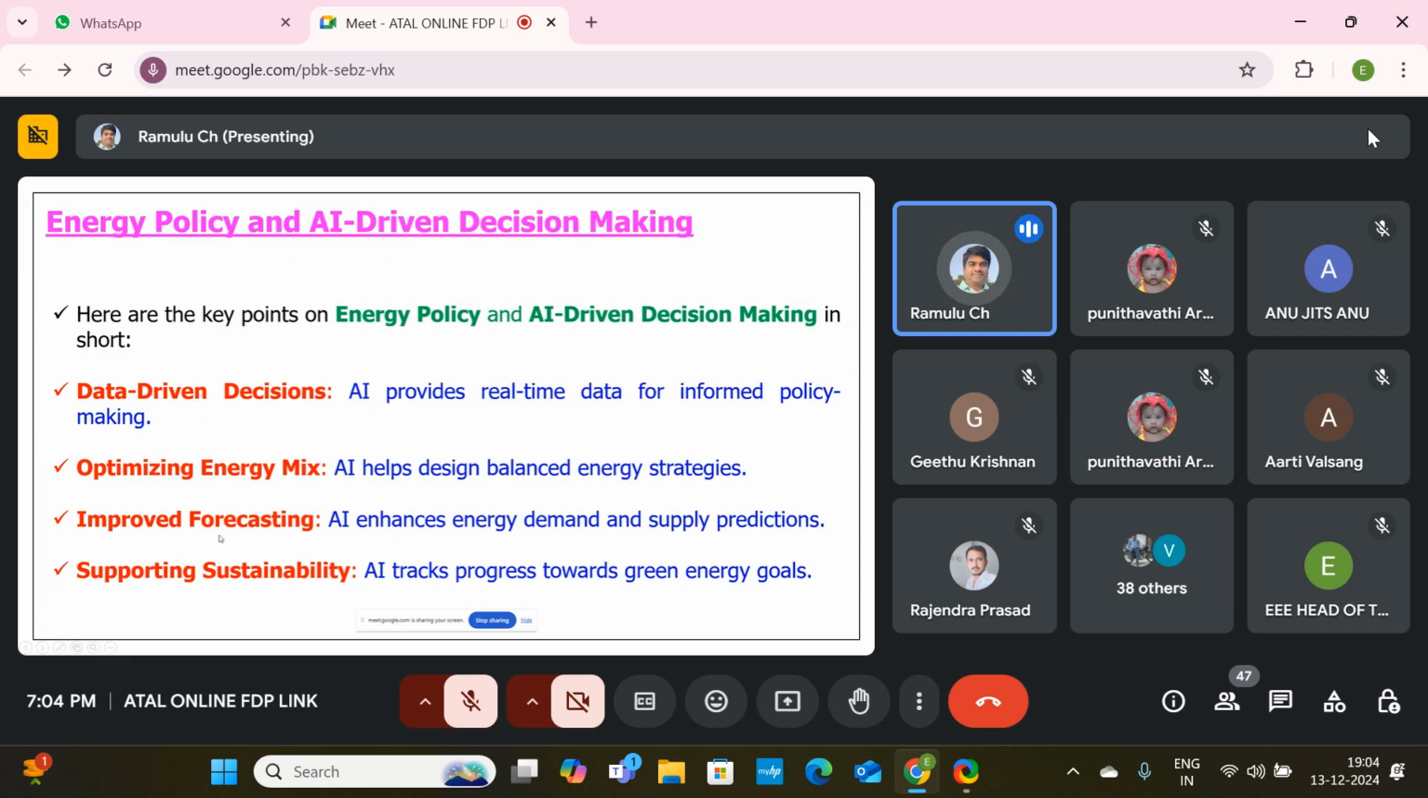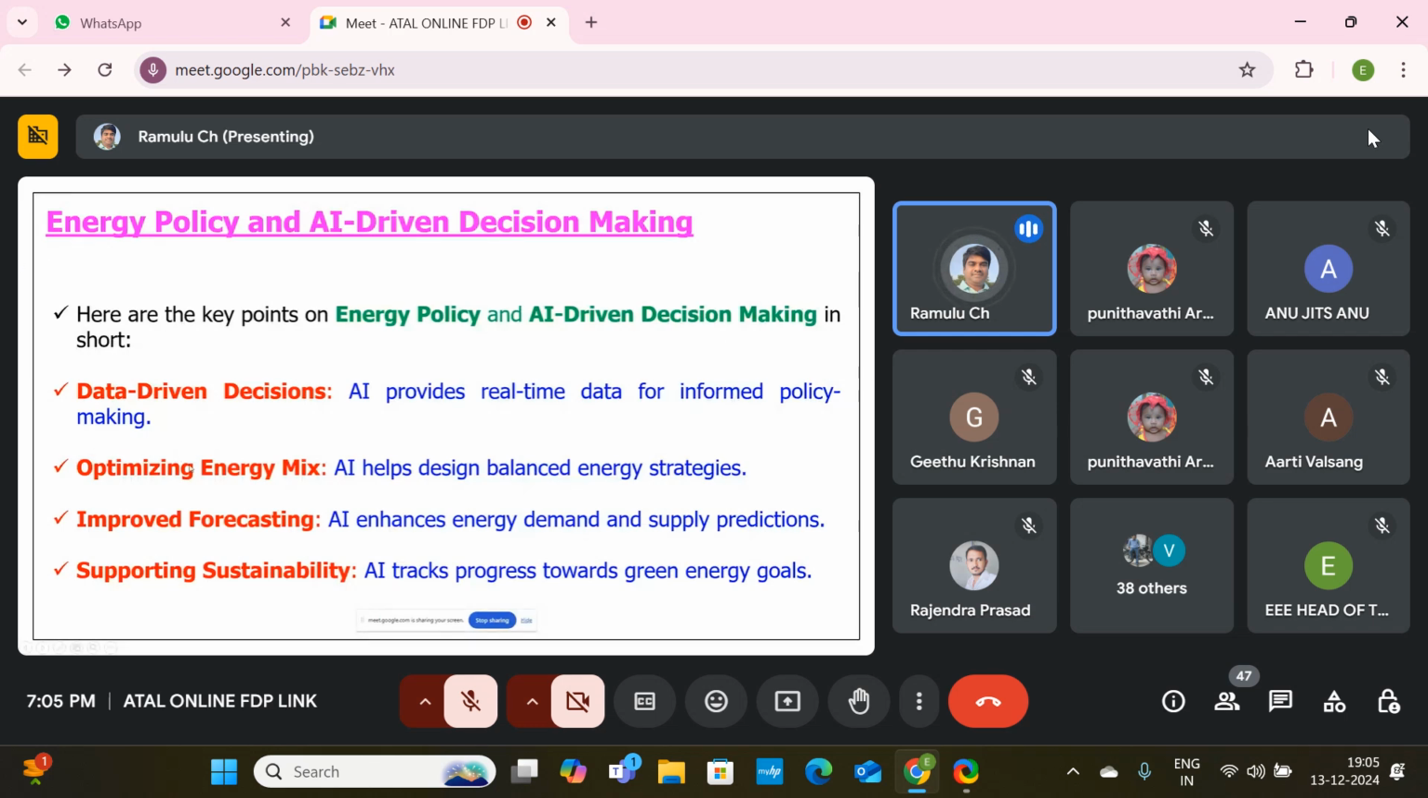So here are some points I mentioned, the very important key points on energy policy and AI-driven decision making. In short, data-driven decisions are possible. How? AI provides real-time data for informed policy making. Whatever the real-time data is, that kind of data is going to support informed policy making.